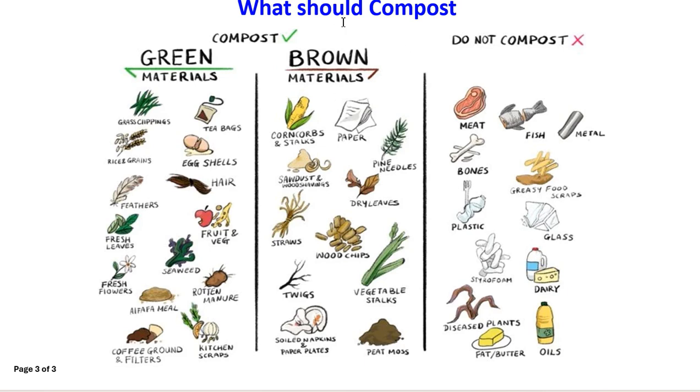And in the last slide, this is a list of materials that you should compost. These are greens, these are browns, and these are do not compost. These are the green materials, which contain grass clippings, tea bags, rice grains, egg shells, feathers, hair, and much more kitchen scraps. These materials can be composted, and these materials are brown, which can also be composted.